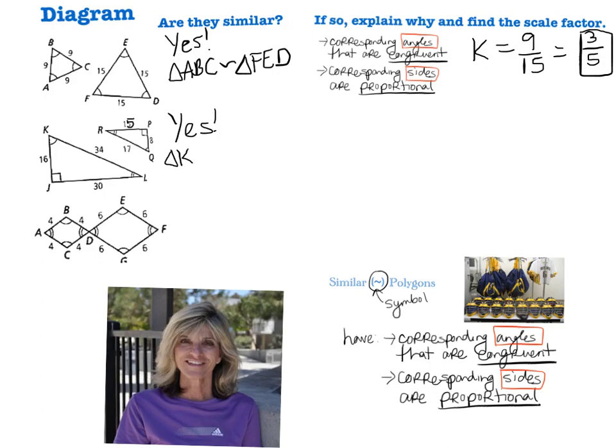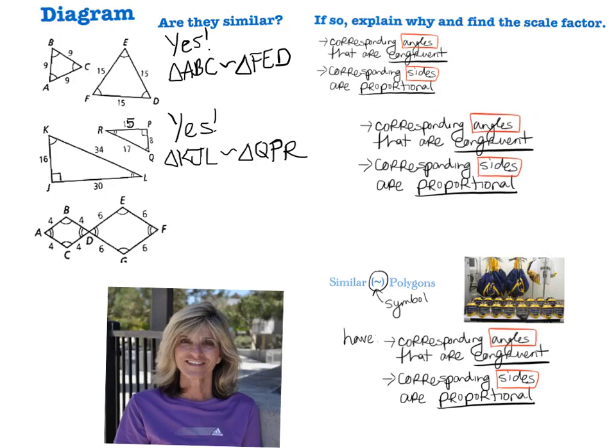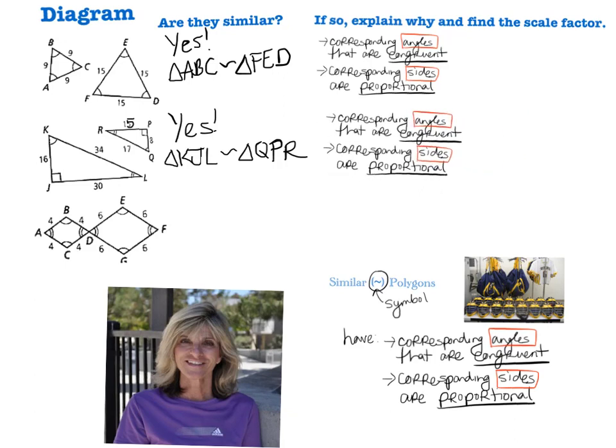Triangle KJL is similar to triangle QPR. The reason being that the corresponding angles are congruent and the corresponding sides are proportional.